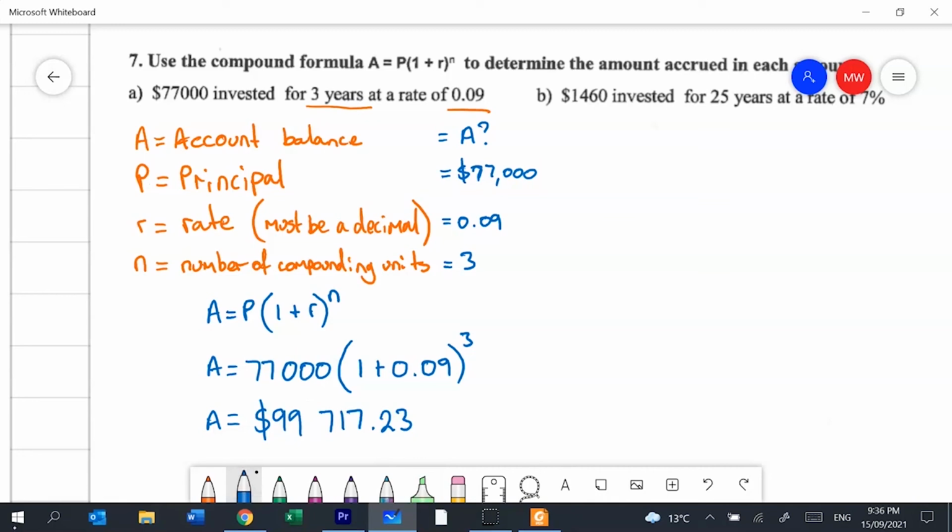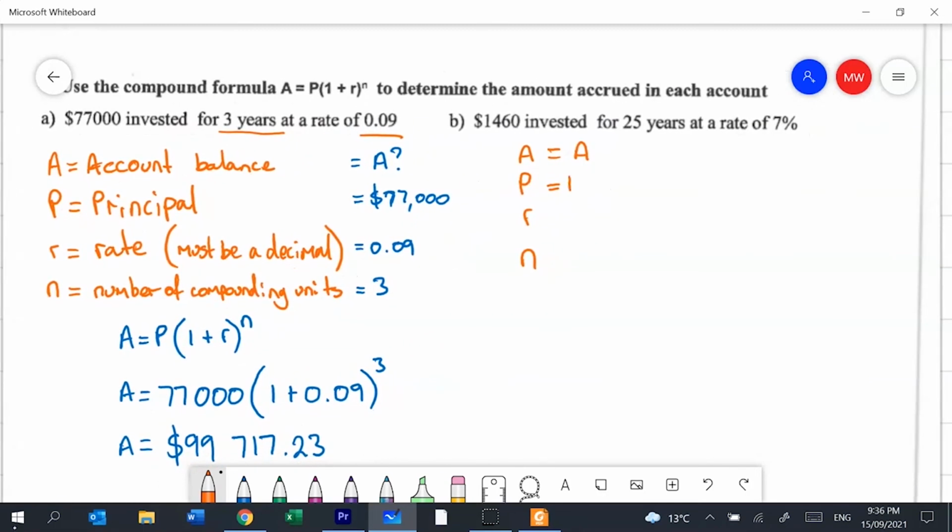In the second one, we'll name up our things, our values as well. We'll have A, we'll have P, we'll have R, and we'll have N. A, we don't know. That's what we're finding. Our principal this time is a bit smaller, 1,460. Our rate, be careful, you have to convert it to 0.07. And then the time, or the number of compounding units, is 25, for 25 years. And now we just sub it into our formula and solve.